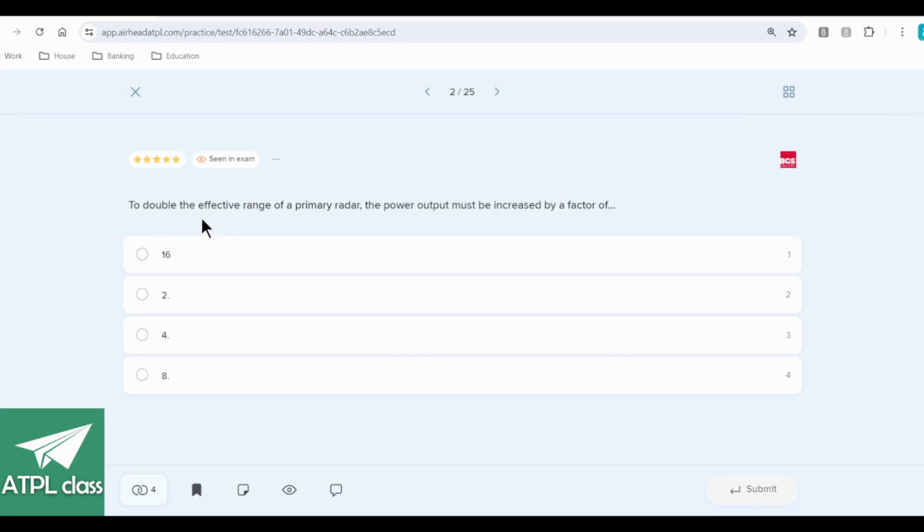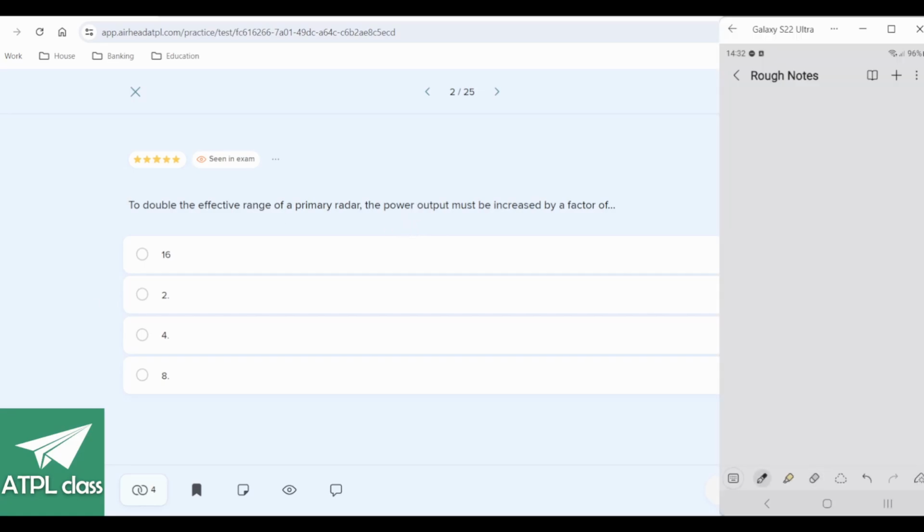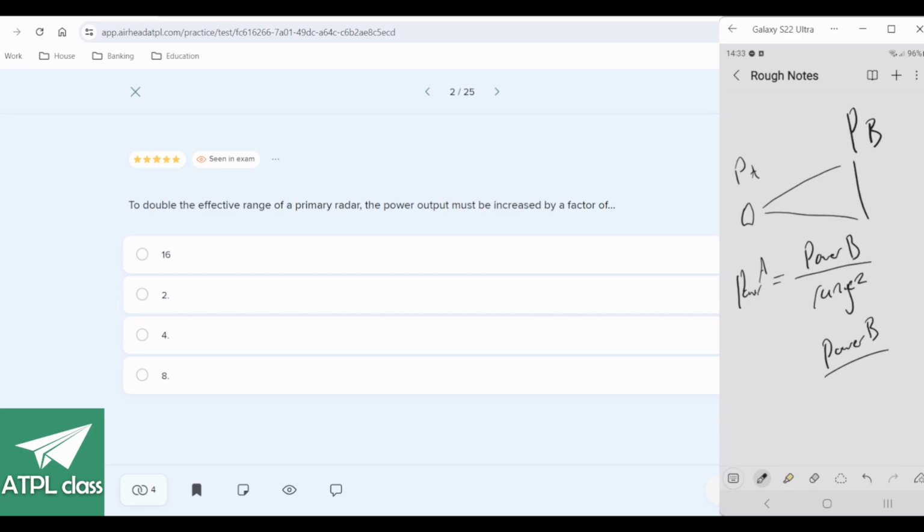Next question. To double the effective range of primary radar, the power output must be increased by a factor of. Right, so this might be worth doing a little bit on the phone. So remember that if we have the signal being sent out, it spreads out. So the power at A compared to the power at B, the power at B is reduced by a factor of the range squared. So the power at B divided by the range squared equals the power at A. So if we want to double the range, the power at B is going to be 2 squared less powerful than the power at A.